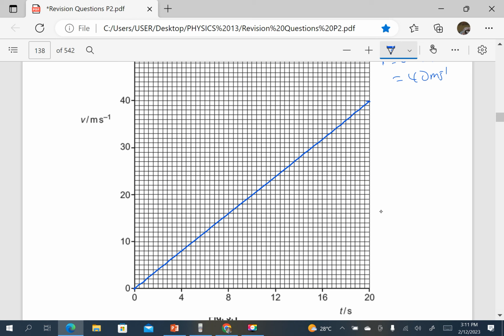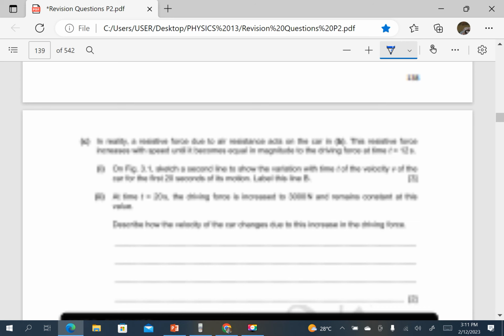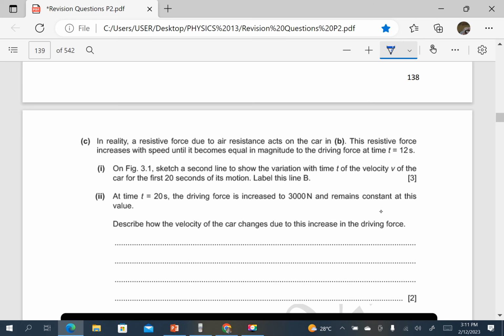Okay, so they said label this line A, so I'll label this line A. In reality, a resistive force due to air resistance acts on the car in B. The resistive force increases with the speed. It becomes equal in magnitude to the driving force at t equals 12 seconds. That means terminal velocity is reached at 12 seconds. So the line must be horizontal at 12 seconds.